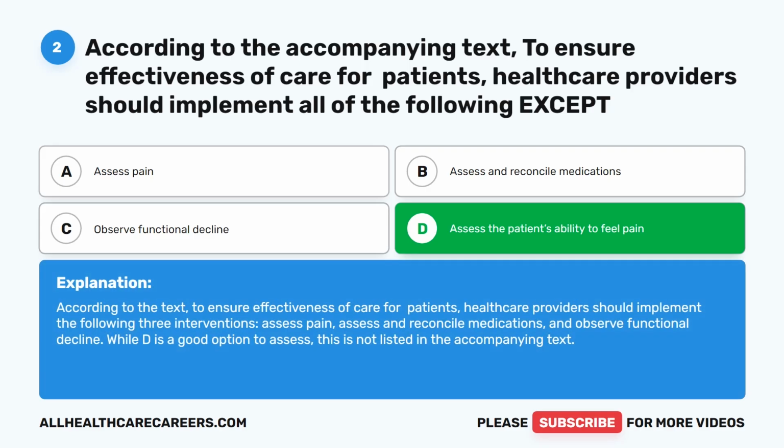According to the text, to ensure effectiveness of care for patients, healthcare providers should implement the following three interventions: assess pain, assess and reconcile medications, and observe functional decline. While D is a good option to assess, this is not listed in the accompanying text.